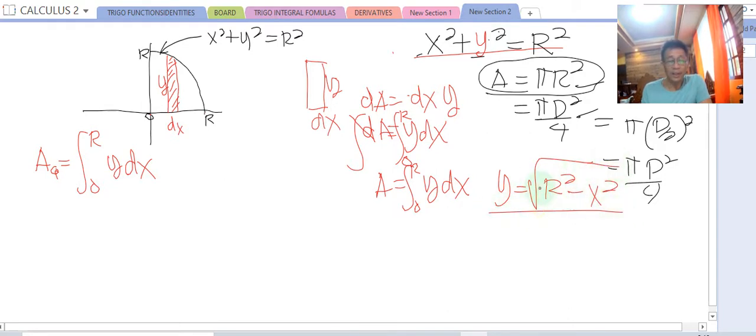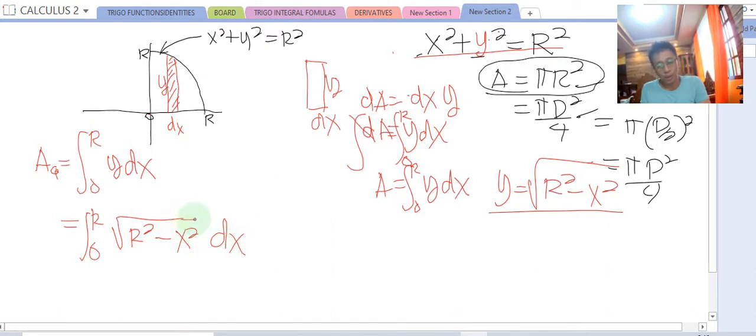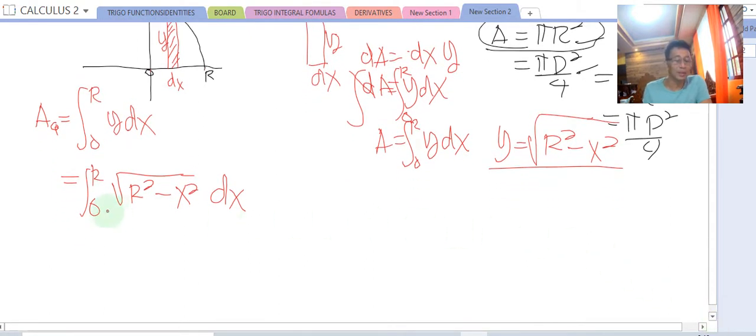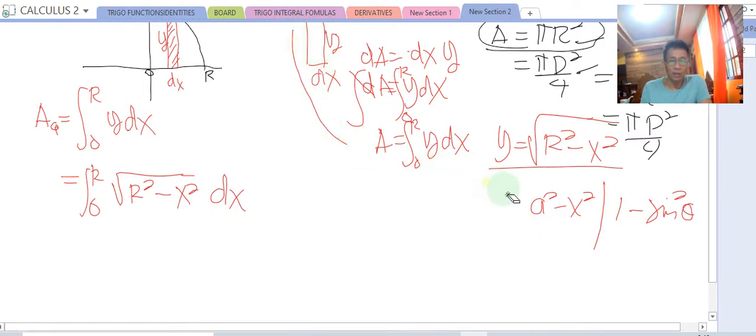So, ito na yung value ng y natin ngayon. So, we substitute it here. So, integral from 0 to r, the square root of r squared minus x squared dx. Yan. Now, if we look at this integrand, walang pumapasok na basic formula. Hindi natin ito masosolve ng power formula, logarithm, whatever. And alam natin dun sa technique natin, pag meron tayong parang ganon, parang nakakahawig niya yung 1 minus sine squared theta. Therefore, maybe we can solve this using the trigonometric substitution. Okay, so let us try solving this.